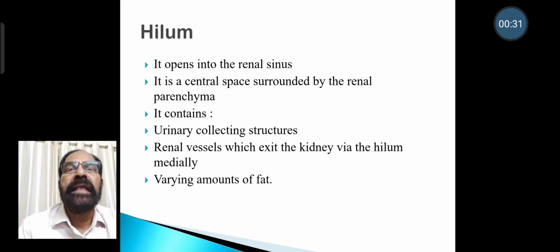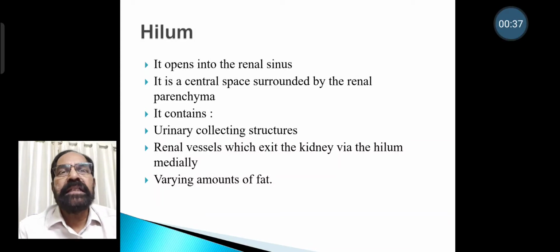The hilum opens into the renal sinus. It is a central space surrounded by the renal parenchyma. So the hilum contains urinary collecting structures, renal vessels which exit the kidney via the hilum, and varying amounts of fat.